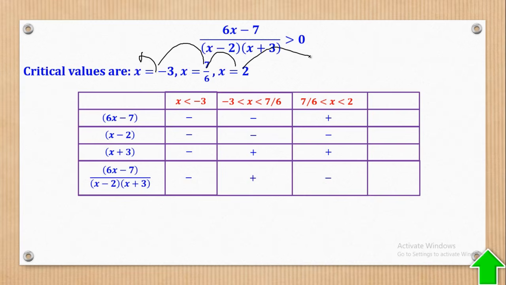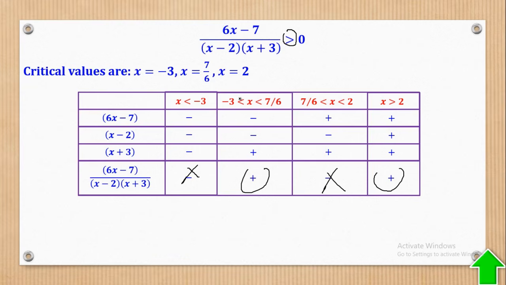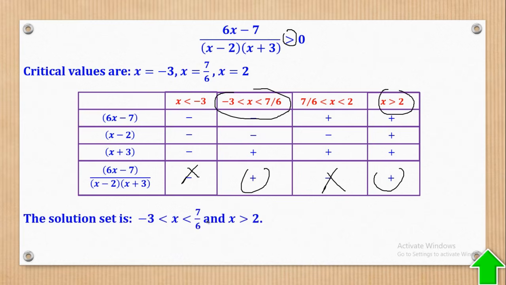Now the last one is the one after that. So by default, I've told you that will always be positive. But I can also check if you want, but it will always be positive. Okay, so now after that we shall look at this inequality greater than 0, meaning that we are interested in positive. So this will be cancelled out, and this will be cancelled out, and we remain with this and this. Therefore, we are interested in this inequality and this inequality. So we shall come and write that the solution set is this and this.